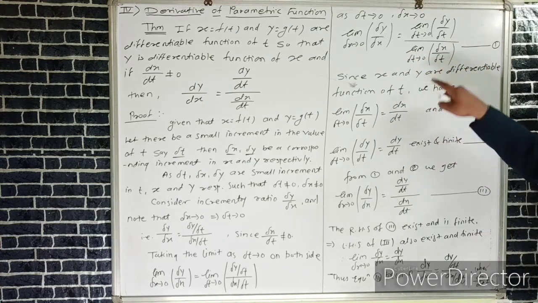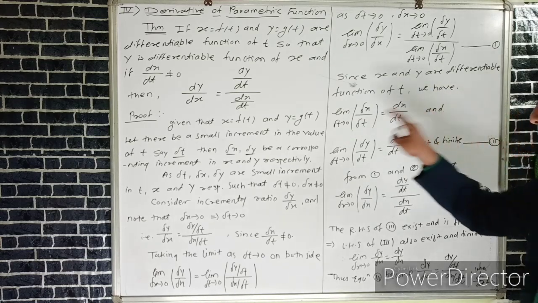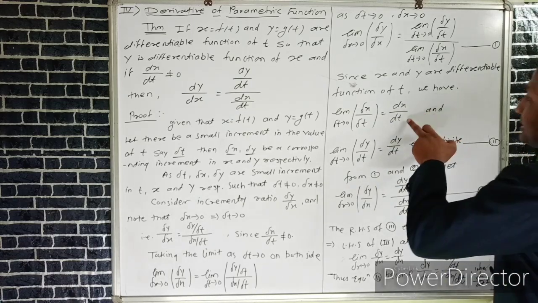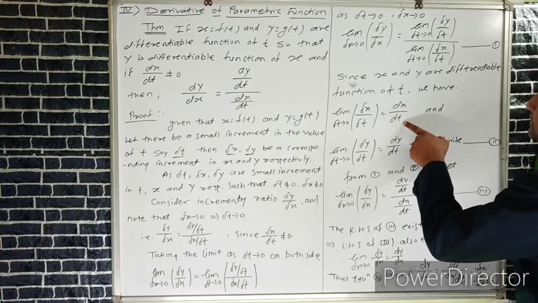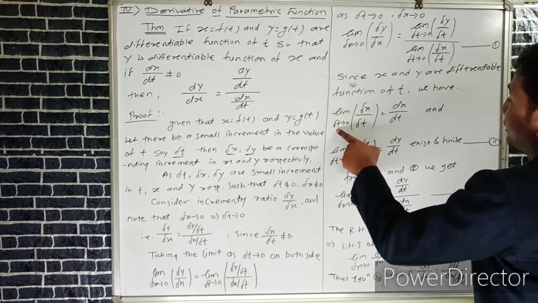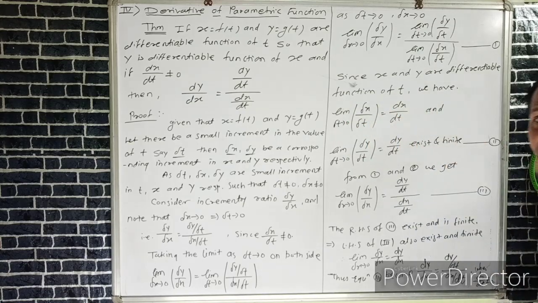Now, x and y are differentiable functions of t. We have limit del t tends to 0 of del x by del t is equal to dx by dt, because del x by del t is a very small increment of dx and dt. If we apply the limit del t tends to 0, then limit del t tends to 0 of del x upon del t is equal to dx by dt.